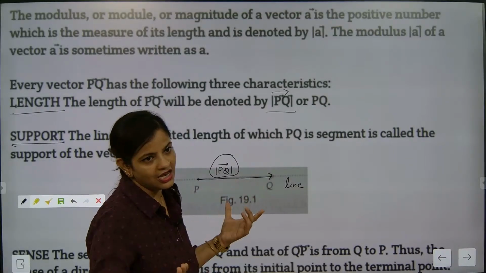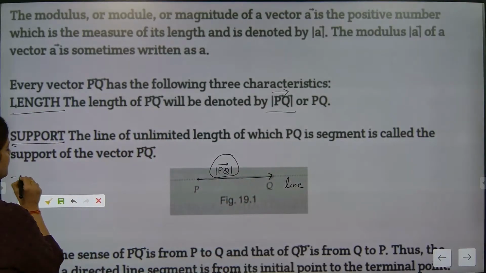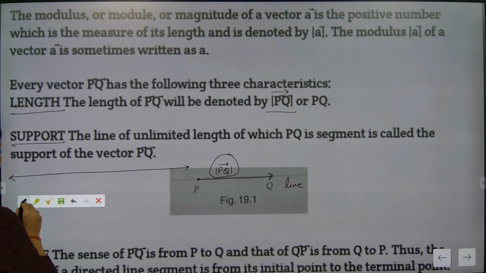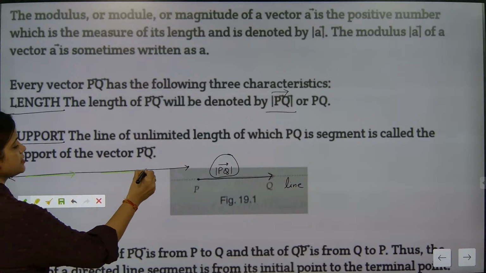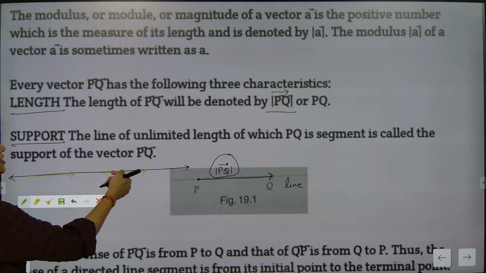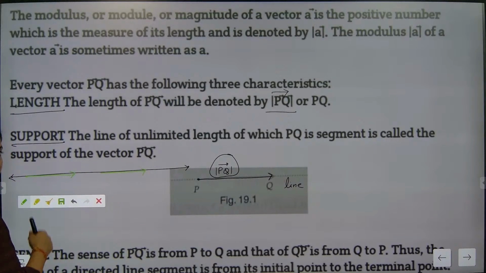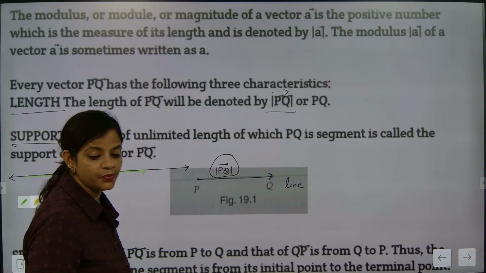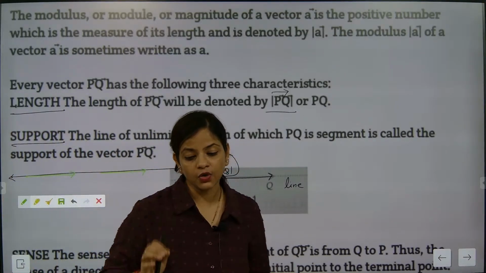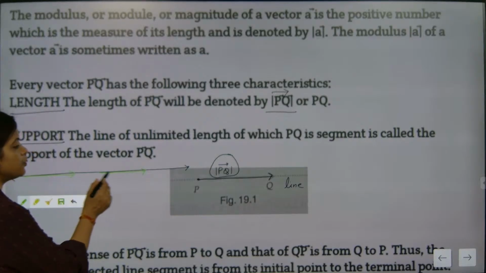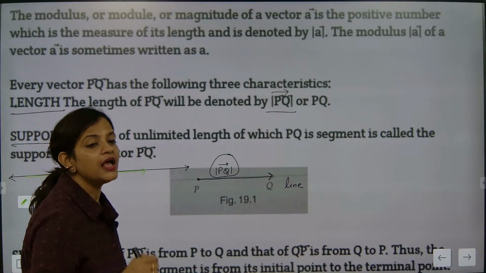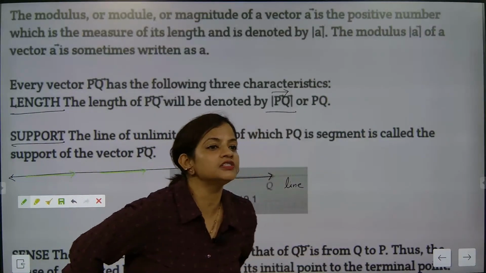Of specific length. Let's understand this one. This is exactly an endless line. Got it? Now in this endless line, we drew two vectors. These two vectors are supposed to be parallel and collinear both, beta.